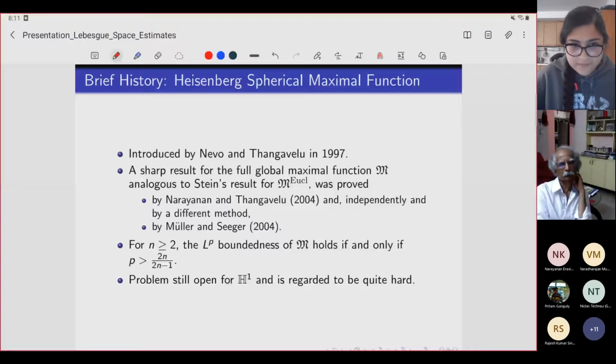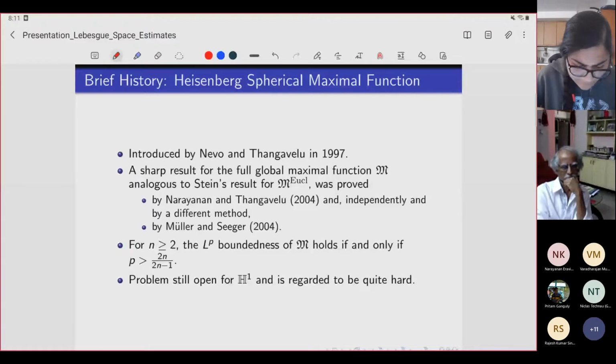And what was the result? Like Stein's result was for d greater than or equal to 3, this result is for n greater than or equal to 2. And for n greater than or equal to 2, the L^p boundedness of the maximal function holds if and only if p is greater than 2n over 2n minus 1. So it's again an optimal result.